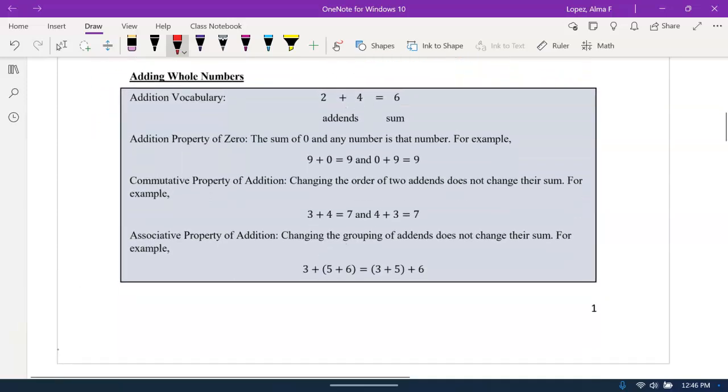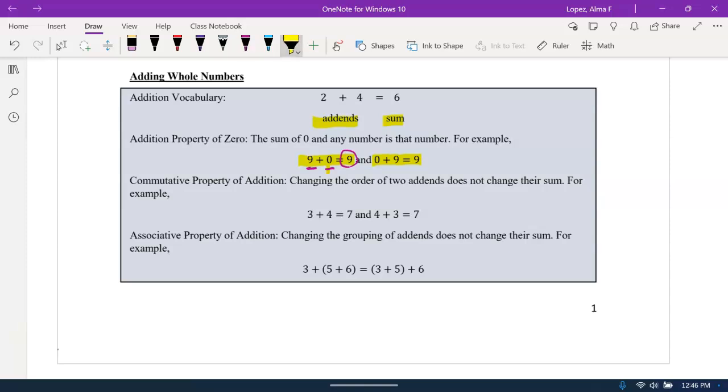Now, we've got some vocabulary we're going to go through. The numbers that are being added together are called addends. And once you add them together, that is the sum of those numbers. The addition property of 0 means that you can add 0 to a number and you get the number back. Or 0 can be added to any number and you get that number back. 9 and 0 here are the addends, and 9 is their sum. Just to keep that vocabulary going.